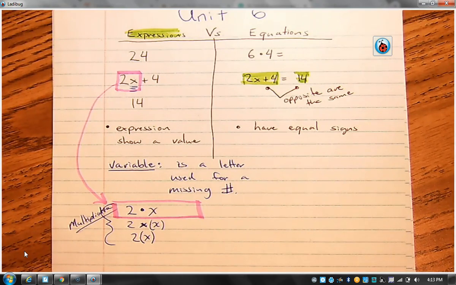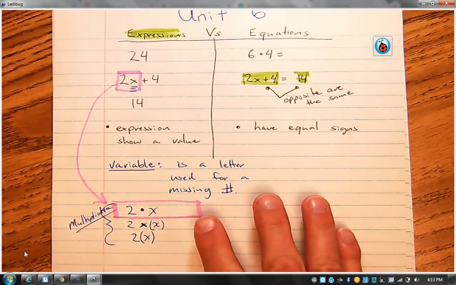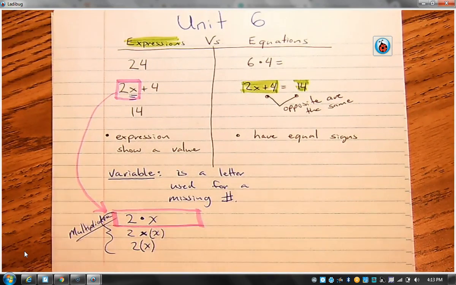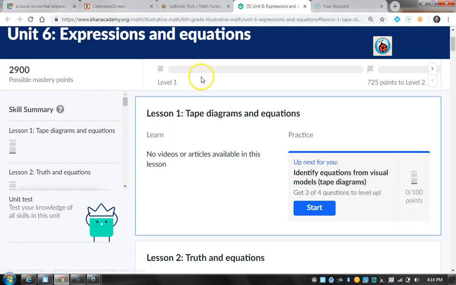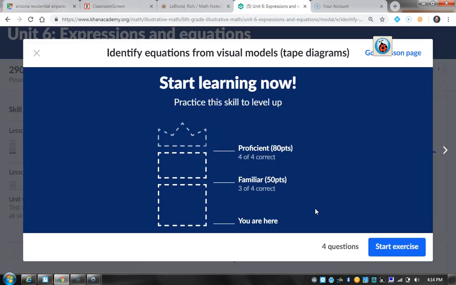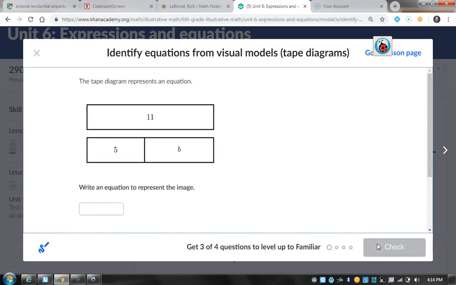Now, if you're watching this video, I told you to go on to Unit 6, and I want to show you on the website. I hooked up a Unit 6 expressions and equations for Khan Academy. You notice in lesson 1 there is no video, but anytime it gives you these practice things right here, go ahead and hit the start button and practice it. It's very good exercises, and it kind of helps explain some of the details in the lesson coming up.